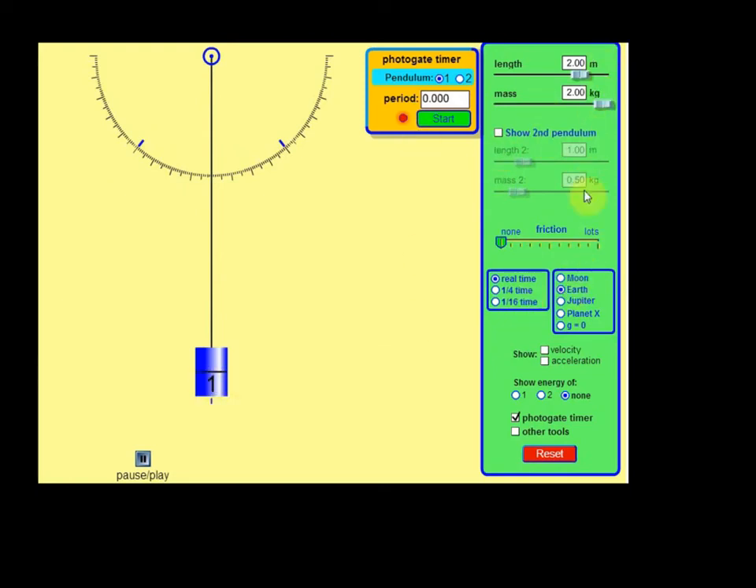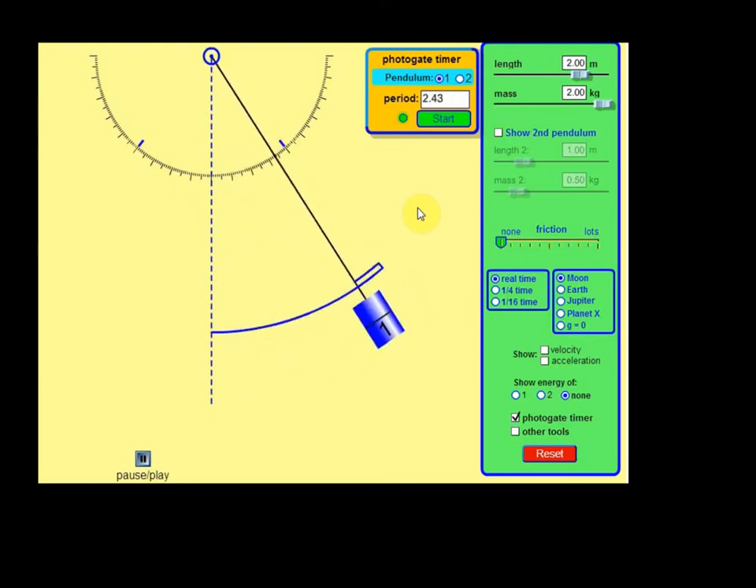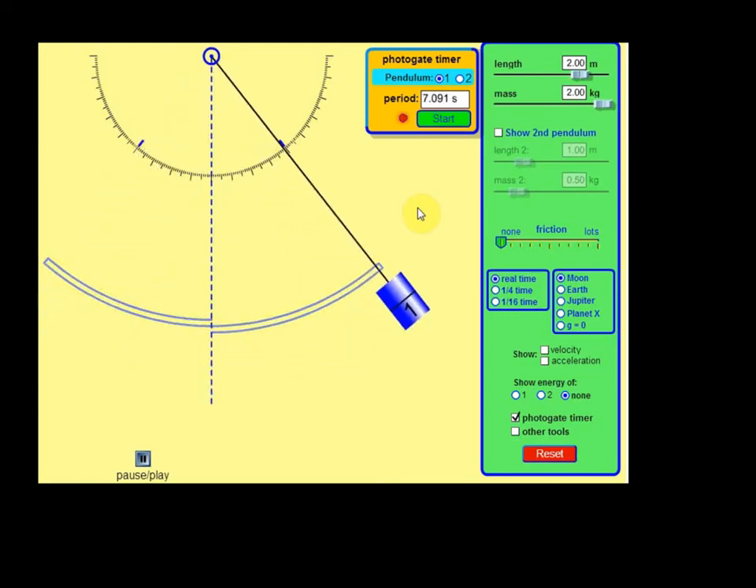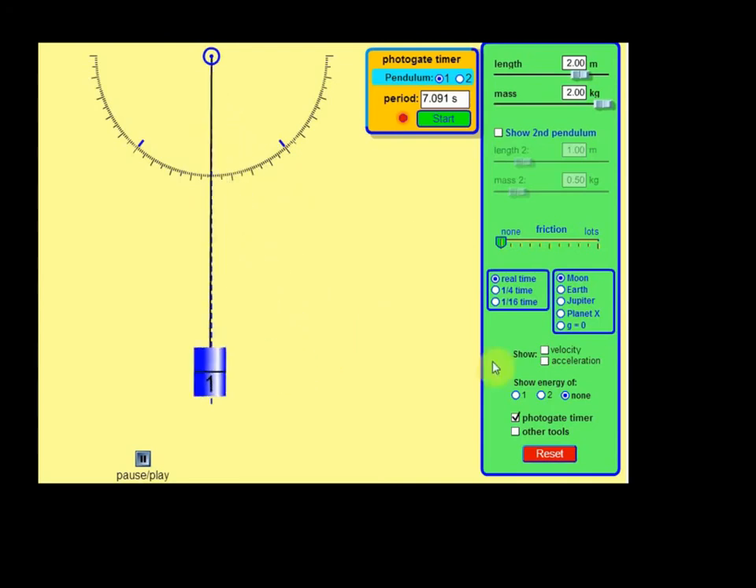Let's change G to, I don't know, let's go with the moon. So let's change G, pull it back up to 40 degrees again, and see what happens. Hopefully you can see that it's moving a whole lot slower. And as we measure the period, you go out, back, and back again. This time it took a little over 7 seconds to complete that cycle. So that is the period whenever we change G.